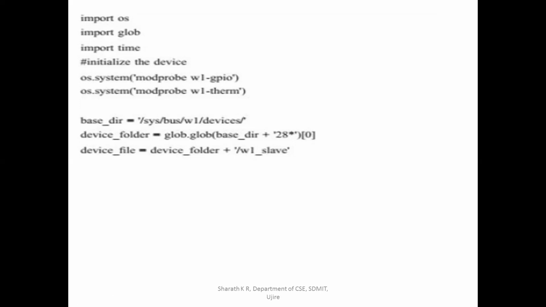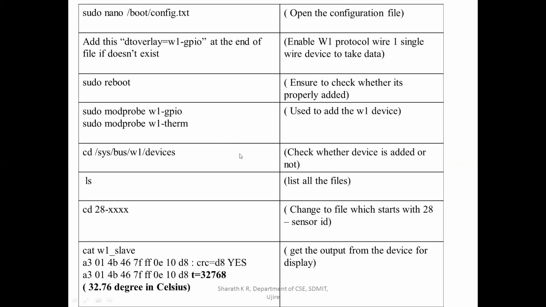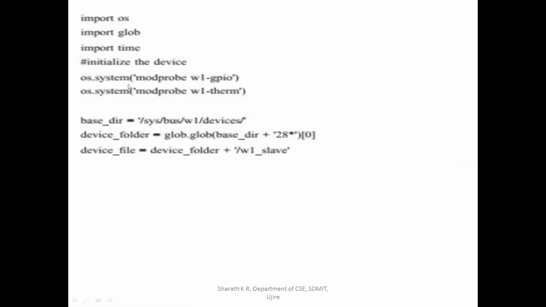The first part of the code is the same configuration that I've already explained. These are the steps that also have to be done in the programming part. First, we'll set up the device, and this can be done by running these two lines, that is modprobe w1-gpio and modprobe w1-therm. It is a system command, so we use os.system.